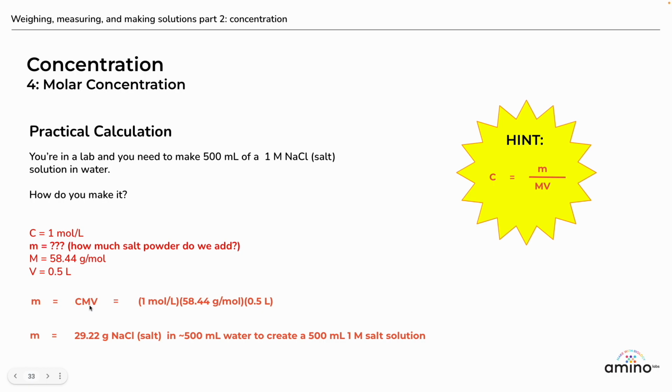We can compute this through. So we've got 1 mole per liter multiplied by 58.44 grams per mole multiplied by 0.5 liters. That gives us a mass of 29.22 grams of sodium chloride salt that needs to be dissolved into 500 milliliters of water or so to create a 500 milliliter 1 molar salt solution.